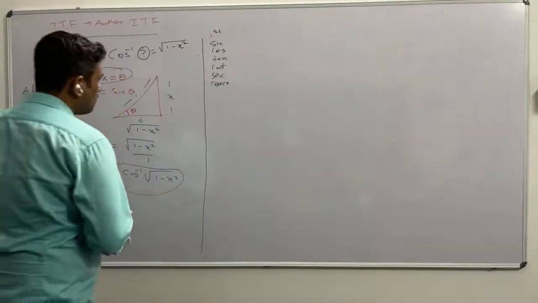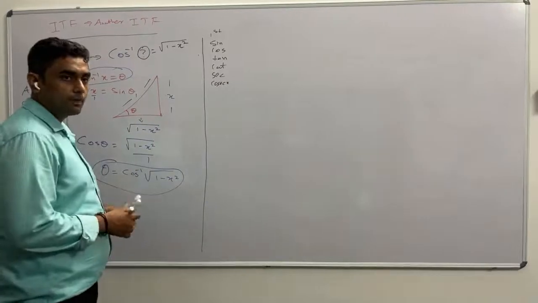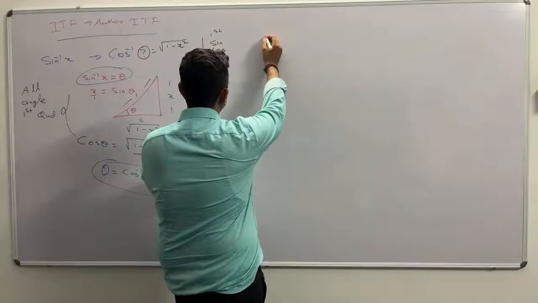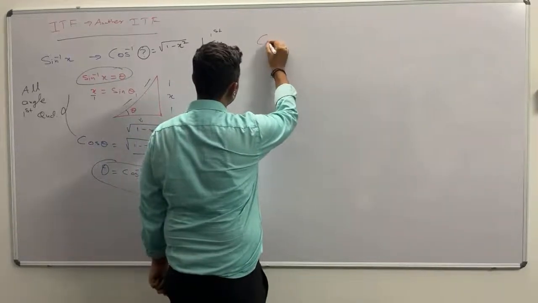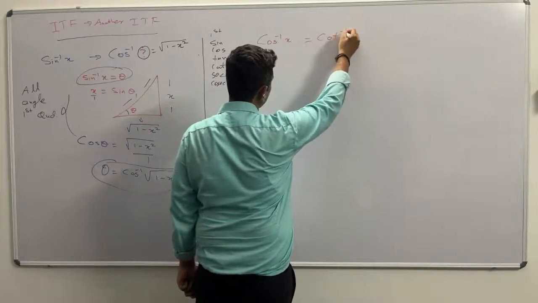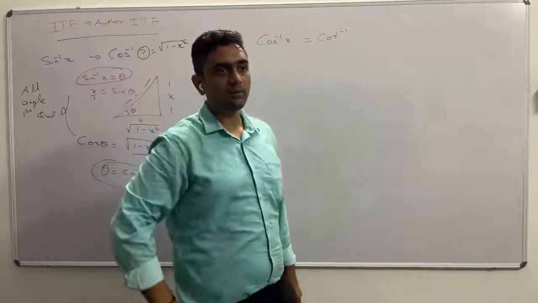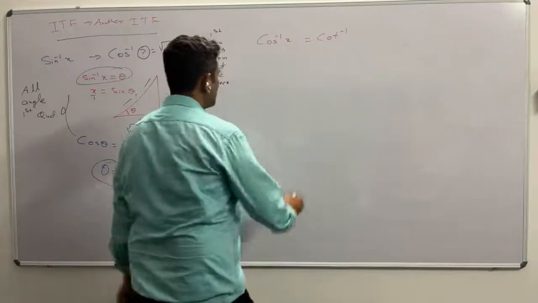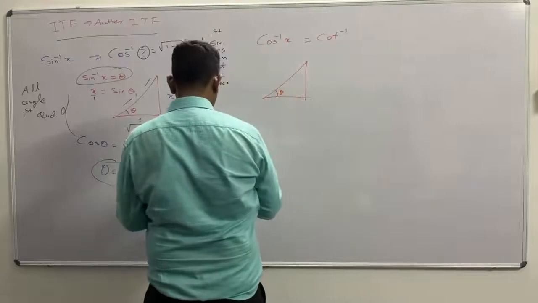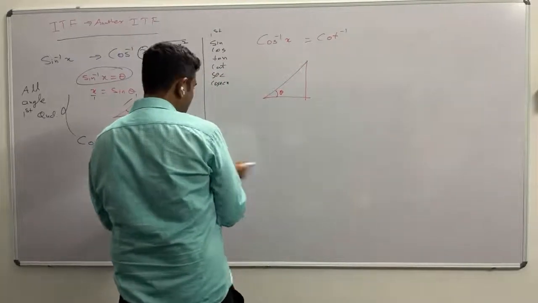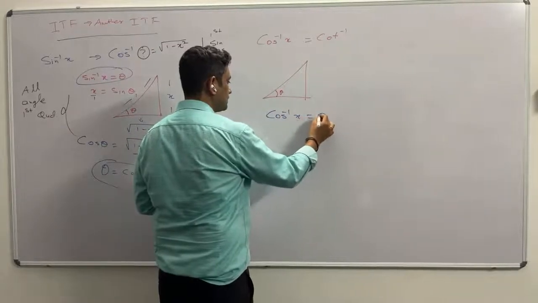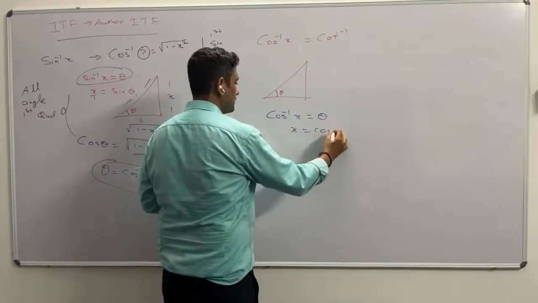So now this is what we do. Let us say I want to write cos inverse x in terms of cot inverse. I'll just do one more, the remaining I'll give you as questions. Again we'll take up a triangle. I'll take this angle as theta. Let us assume cos inverse x is theta. So x will be cos theta.